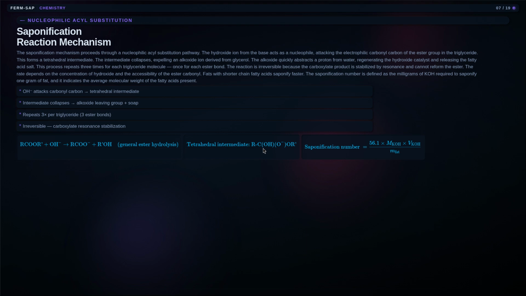The intermediate collapses, expelling an alkoxide ion derived from glycerol. The alkoxide quickly abstracts a proton from water, regenerating the hydroxide catalyst and releasing the fatty acid salt. This process repeats 3 times for each triglyceride molecule, once for each ester bond. The reaction is irreversible because the carboxylate product is stabilized by resonance and cannot reform the ester.